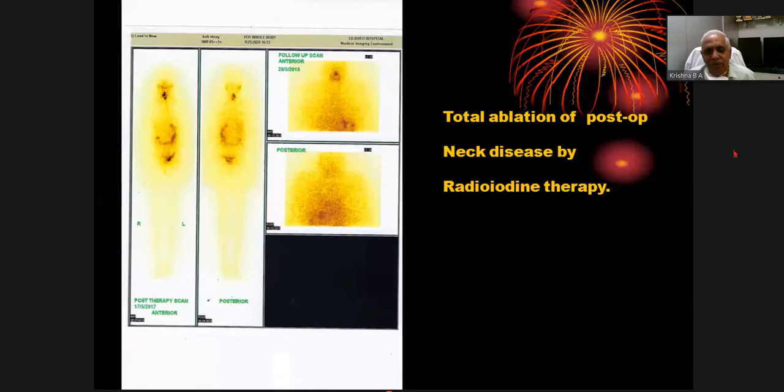Now, I'll just show a few examples. This is a patient of ours post-total thyroidectomy. You see 3 areas of tissue in the neck, and that's the bowel uptake here, and that's the bladder here. This patient was treated with 75 millicurie of radioiodine, and in the follow-up scan, there's a total ablation of the disease. So this is an excellent response in one shot. The majority of the remnant thyroid tissues get ablated in one dose itself.